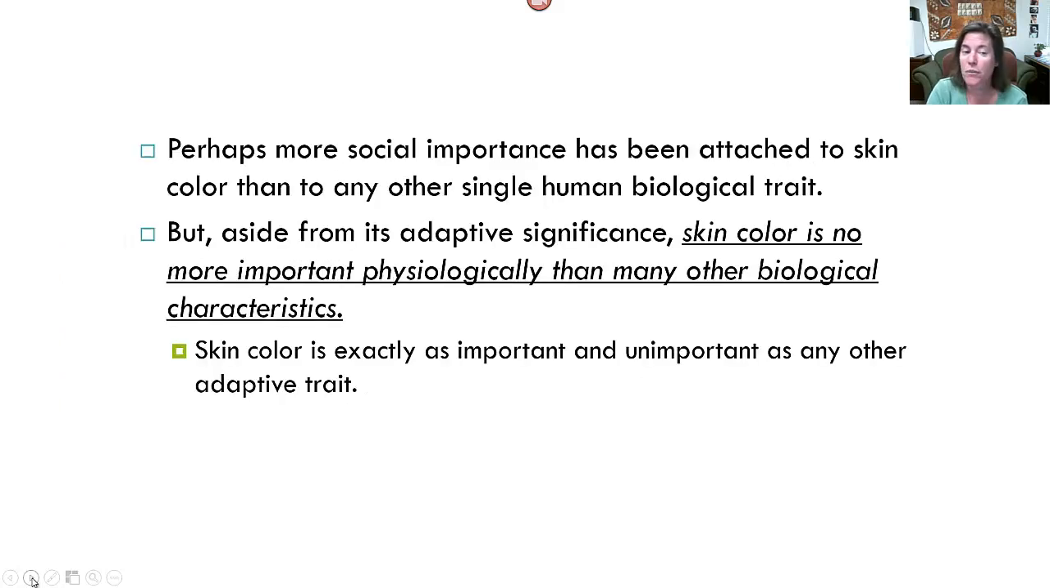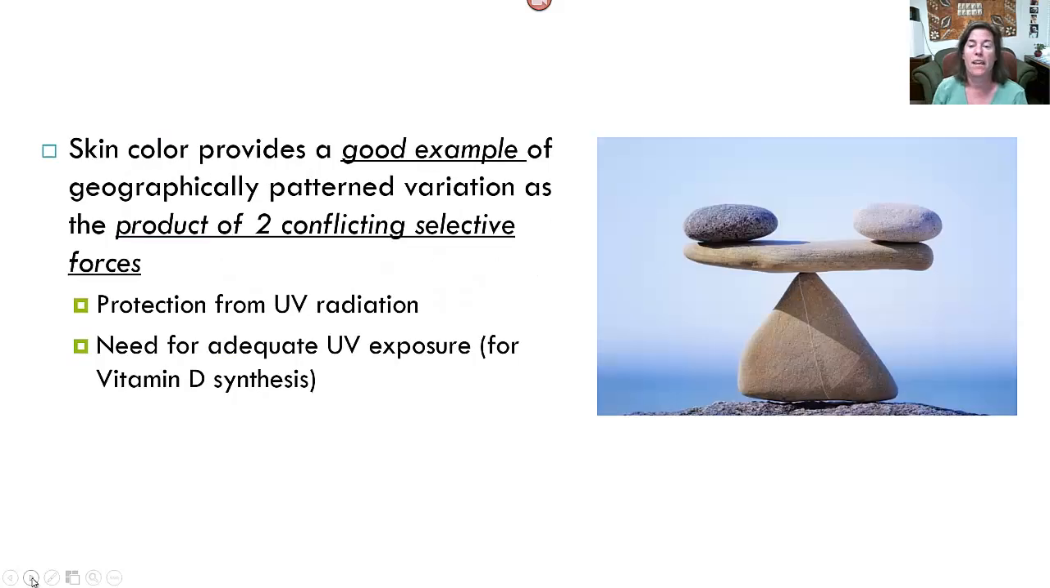I would point out that more social importance has been attached to skin color than to any other single human biological trait. But aside from its adaptive significance, skin color is no more important physiologically than any other biological characteristic. Because this is so important, I want to repeat it. Skin color is no more important physiologically than any other biological characteristic. Skin color is exactly as important and unimportant as any other adaptive trait.